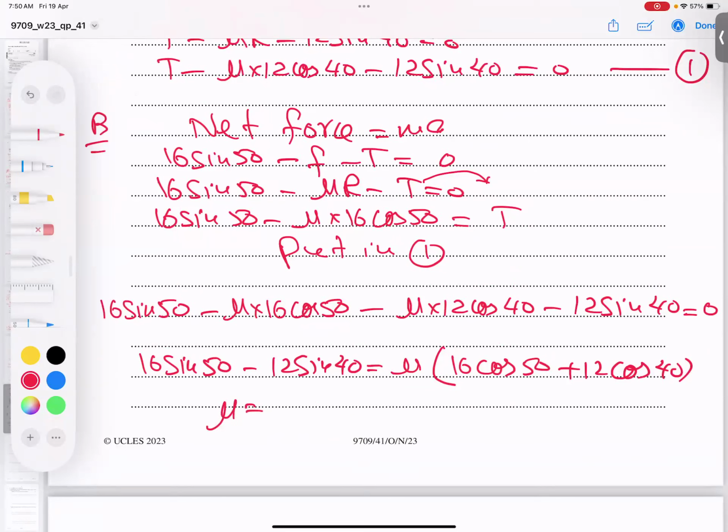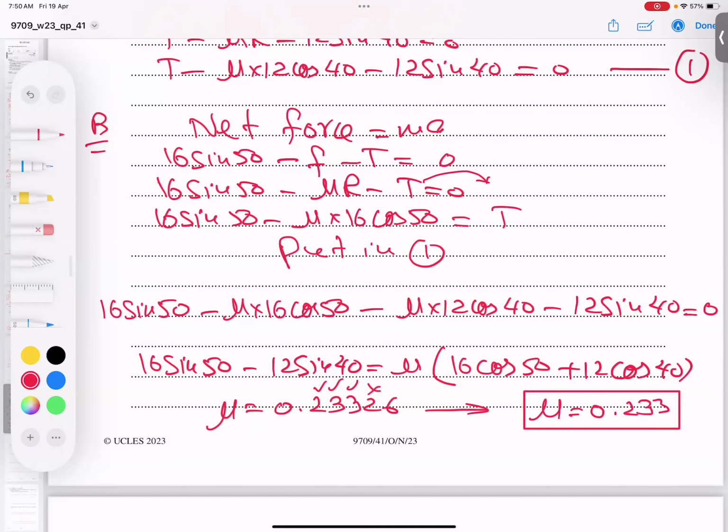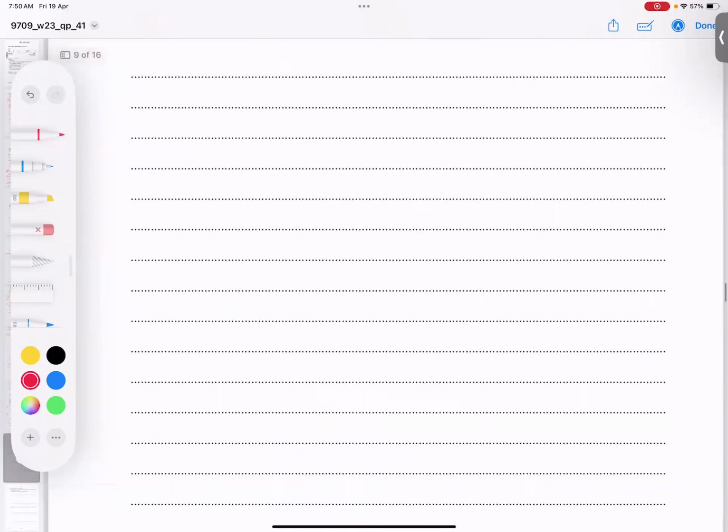I'm typing in calculator, students, just wait. Okay, 16, a lot of temperament, patience required. Okay, 12 times sine 40. And in the denominator, 16 times cos 50 plus 12 times cos 40. And my answer is coming 0.23326. After rounding, 0.233 is our final answer. And I believe you got the point very clear.